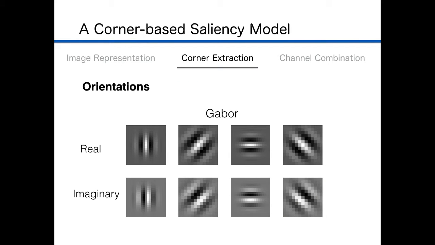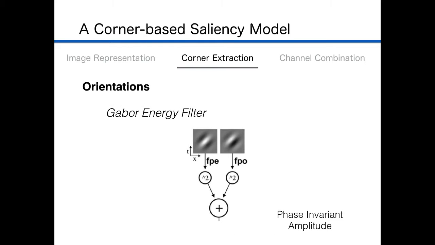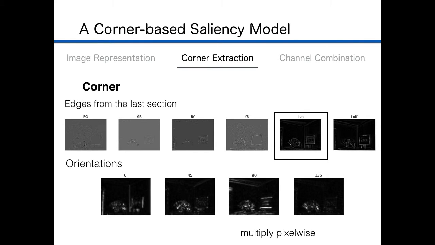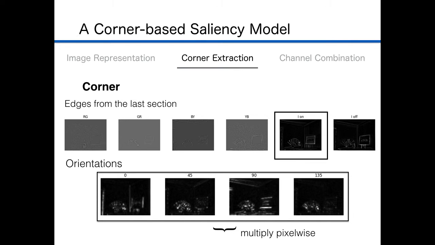At the corner extraction stage, we first extract orientation features by convolving each channel with Gabor filters for both real and imaginary parts. Then we combine real and imaginary parts by root of sum of squares, and it is called a Gabor energy filter. These are the 6 channels from the previous stage. To visualize, we extract orientation from the intensity channel. To extract corners, we directly multiply different orientations together. Do this for every channel.